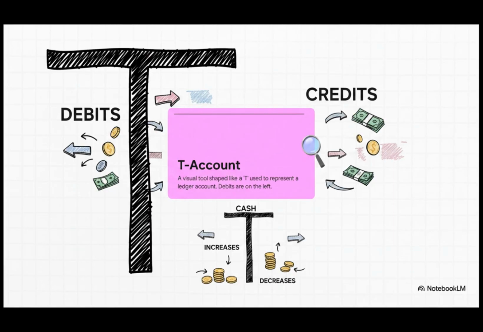But here's what's so powerful about its structure. The left side is for debits, and the right side is for credits. Now, don't get hung up on those words. For an account like cash, it's super intuitive. Debits on the left mean increases, cash coming in. Credits on the right mean decreases, cash going out. It's just a super clean way to track the ins and outs.